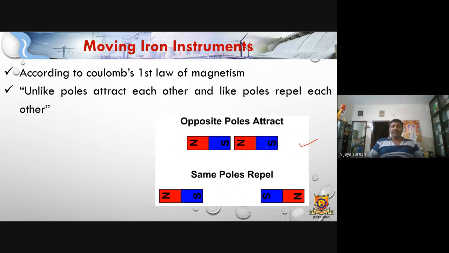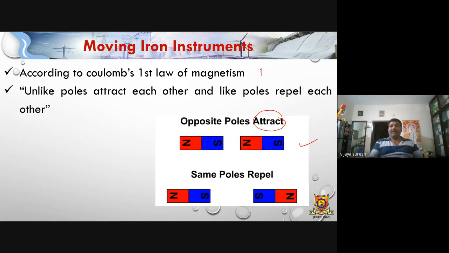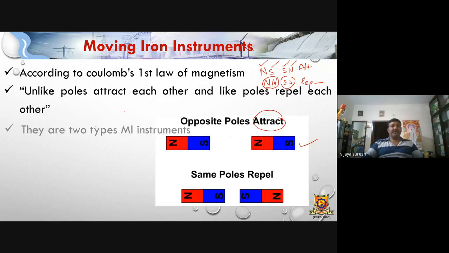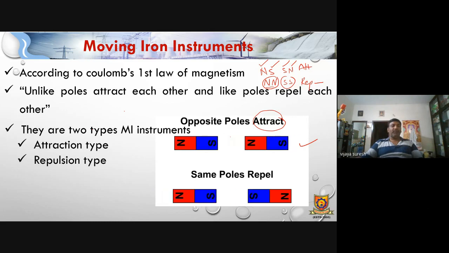If you are using it like this, the magnet gets attracted. With North South as well as South North, there is attraction. With North North and South South, between the first magnet and second magnet, there is repulsion. Here we are going to use both cases. So moving iron instruments have two types: the attraction type and the repulsion type.